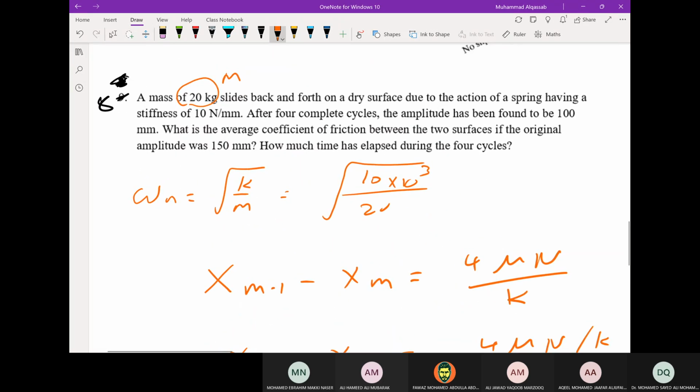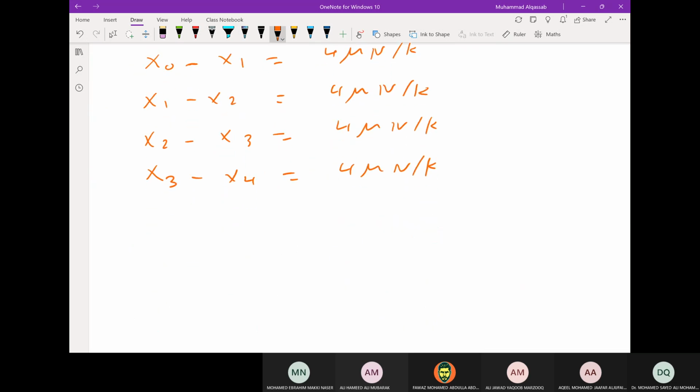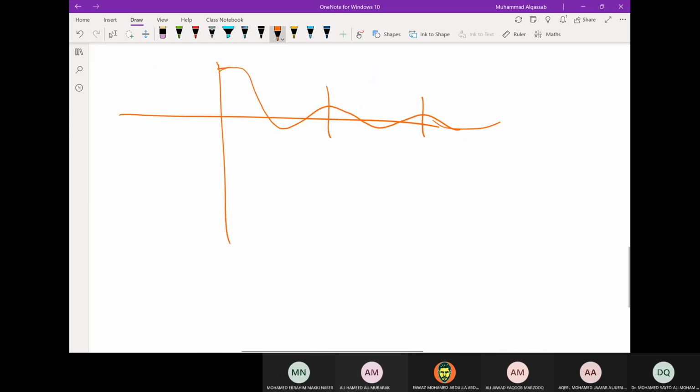It says the amplitude has been found to be 100 millimeter after 4 complete cycles. After 4 complete cycles, this is the beginning of cycle number 5. Okay, so if you just sketch the cycles, from here to here is 1, then this is 2, then 3, then 4. So we have x0, x1, x2, x3, x4. The amplitude of x4 is given, and amplitude of x0 is given.